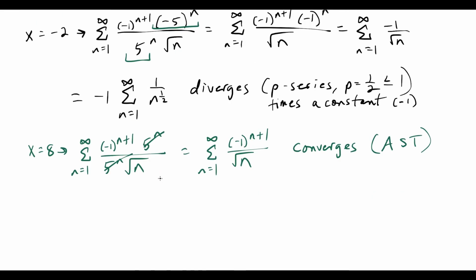So now we could write out our interval of convergence. Our series diverged at x equals negative 2, and it converged at x equals 8. So our interval of convergence is going to be open at the endpoint negative 2, but closed at x equals 8.